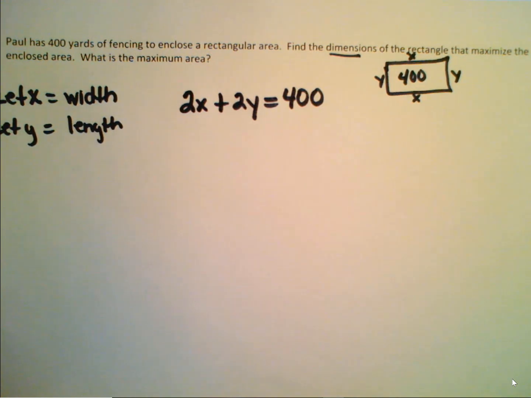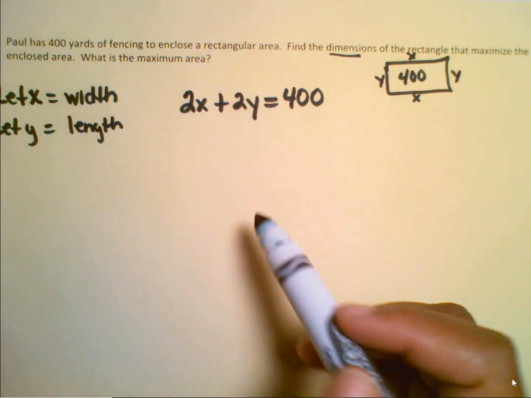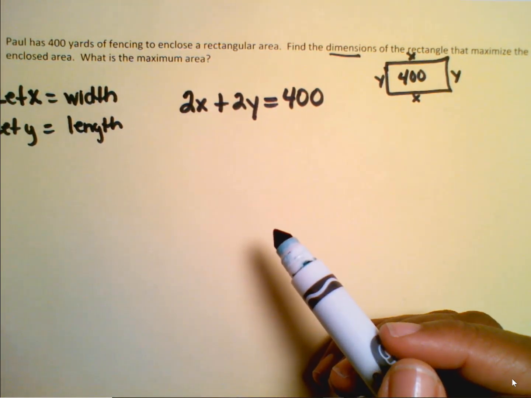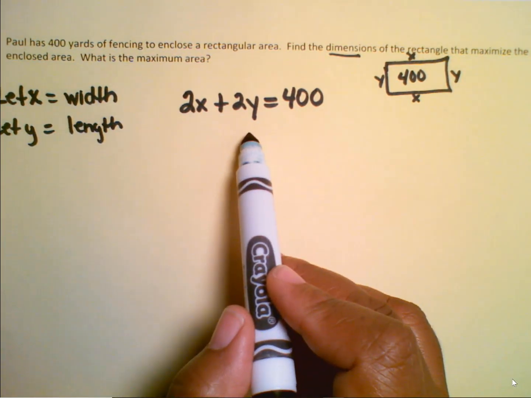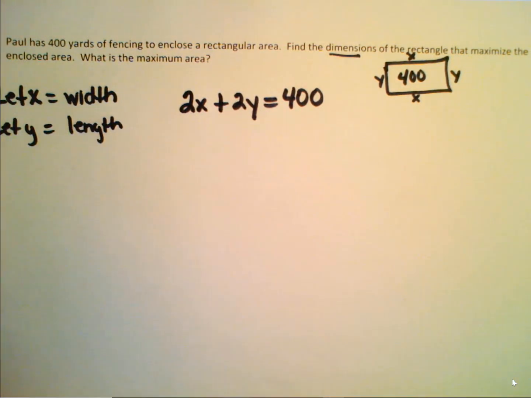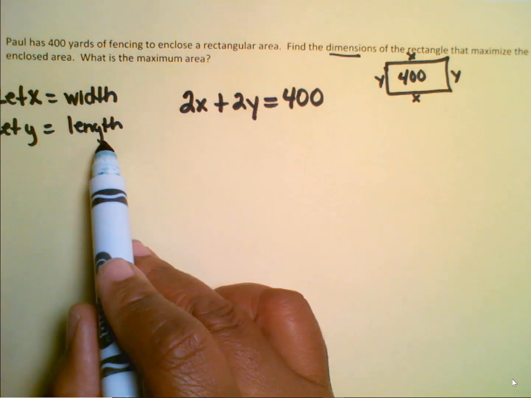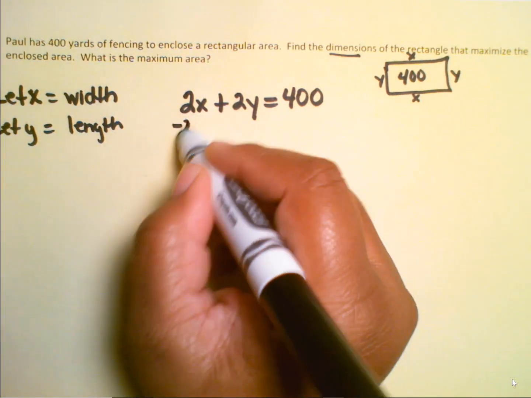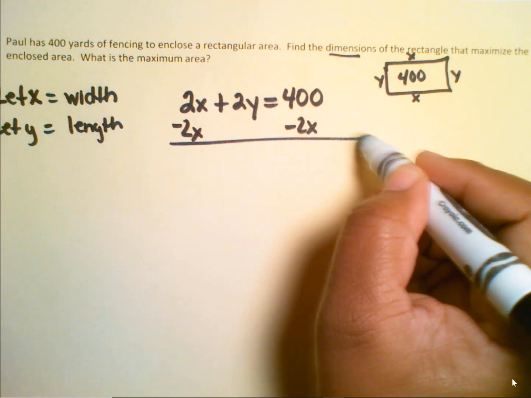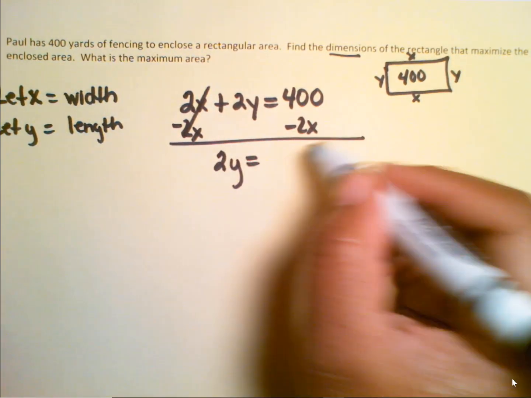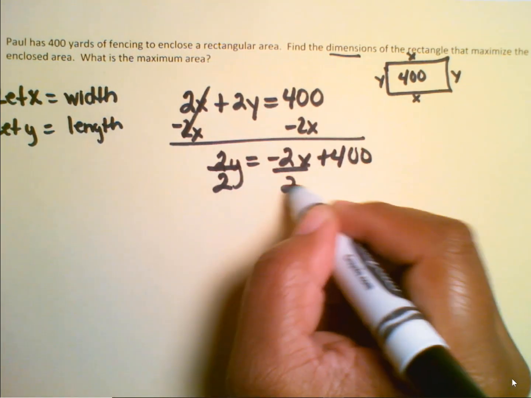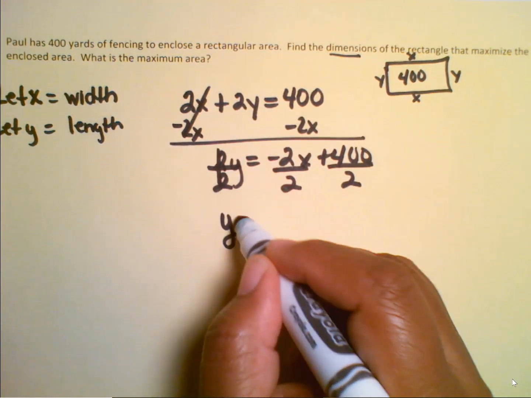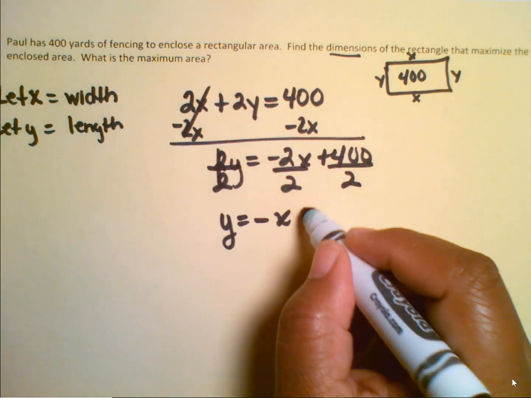Okay, so because we want to find the length and width, we're going to solve this equation in terms of y. I want y by itself on one side. So let's solve the equation for the length, which we're calling y. So we will subtract 2x from both sides. We have 2y is equal to negative 2x plus 400. Then we divide by 2. And we have y is equal to negative x plus 200.